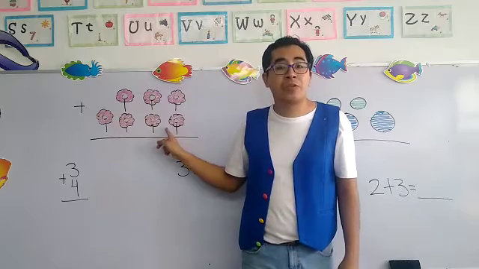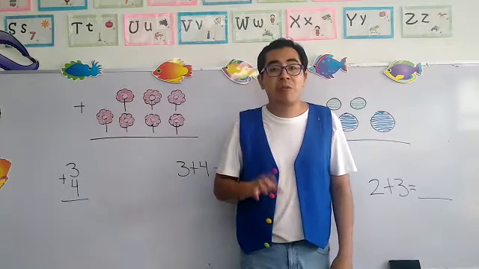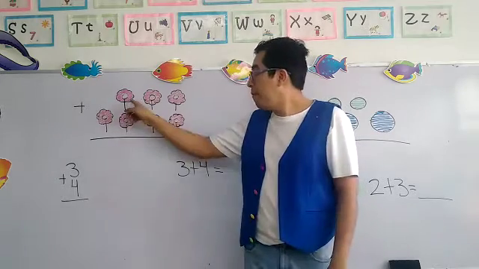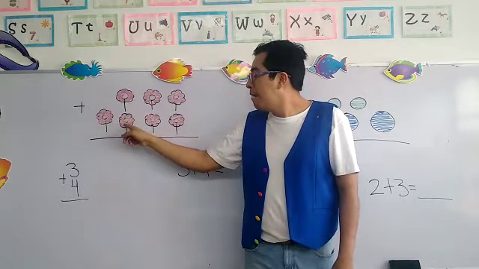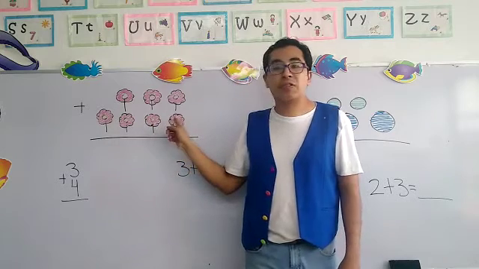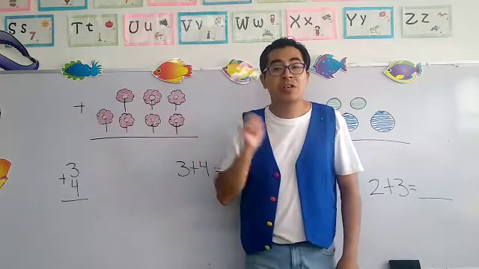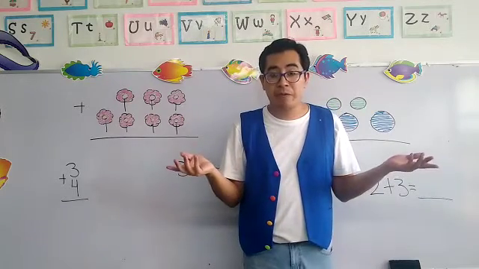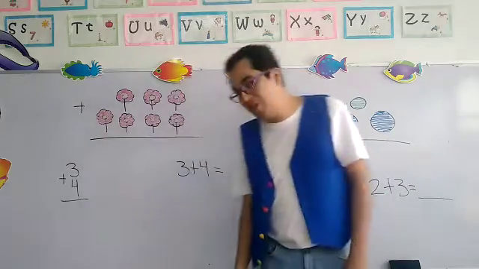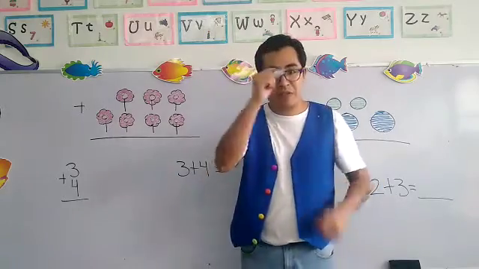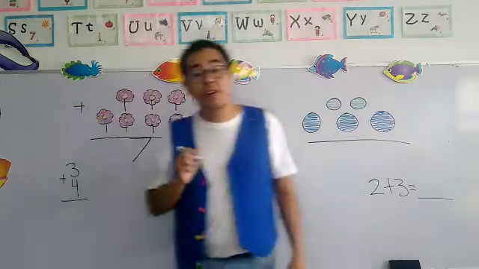There are 4 flowers. Now, what happens if we count them all? Si las contamos todas, what is the result? Let's see. 1, 2, 3, 4, 5, 6, and 7. There are 7 flowers in total. That is the result. So the number 7, do you remember the form? Remember, is a number that is always sleepy. That's the number 7. So let's write number 7. Excellent, very good.